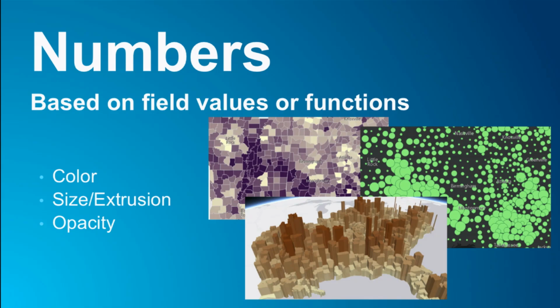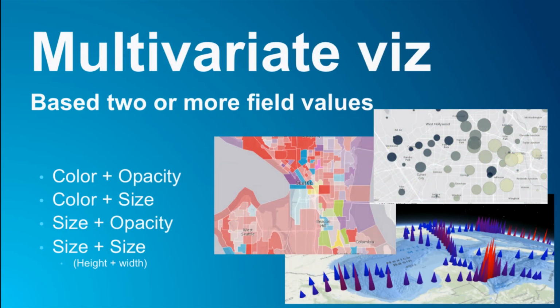And there's a number of different visual variables, so to speak, that you can use to visualize that data. There's color, size, extrusion, that's unique to 3D, and opacity. Then you can combine any number of those to show some kind of potential correlation. I don't want to say that you can definitely say that the two variables are correlated when you're doing multivariate visualizations, but you can see potential patterns there.